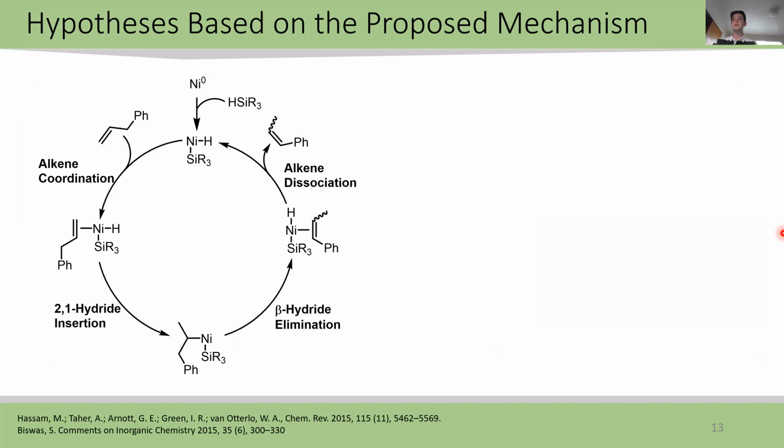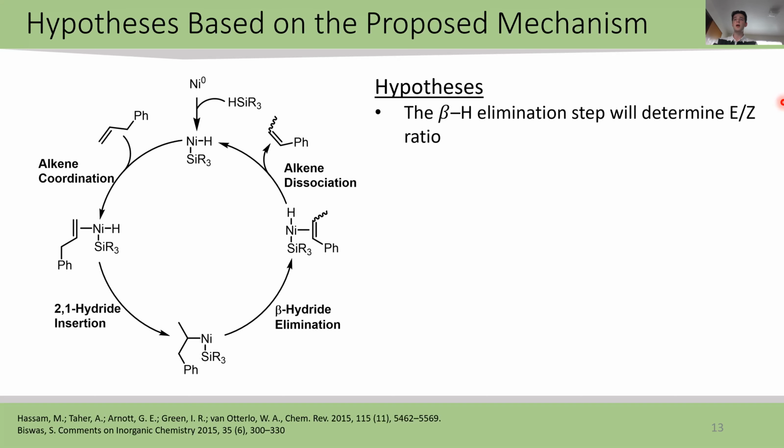We can hypothesize on what might happen based on this catalytic system that is the proposed mechanism for allylbenzene isomerization. Starting with alkene coordination, I'll just go through this real quick. We go through 2,1 insertion, beta hydride elimination, and finally get this alkene dissociation, forming the final alkene product, where we've isomerized this terminal alkene to an internal alkene, and either a Z or an E isomer. Several hypotheses can be made using this mechanism as sort of motivation.